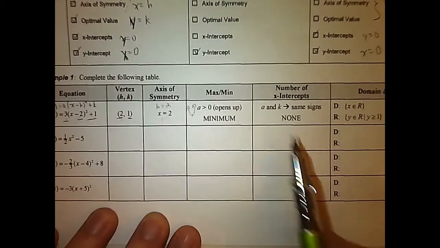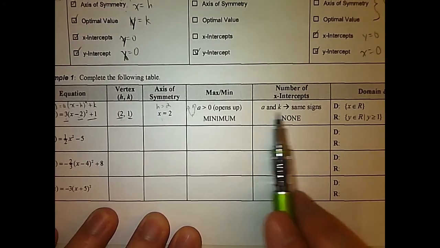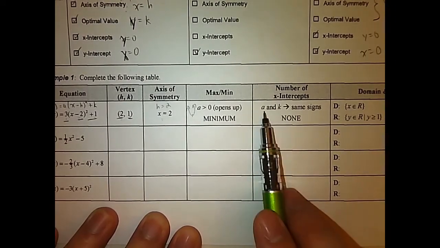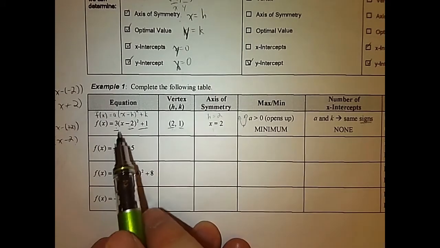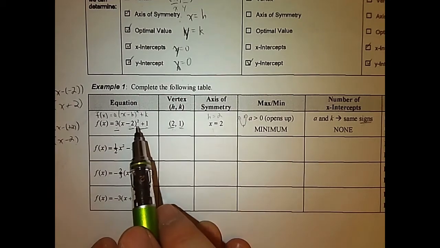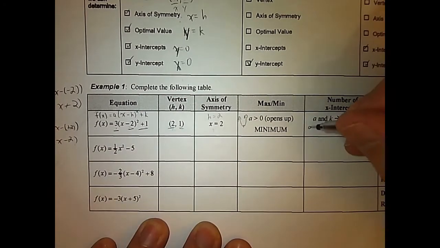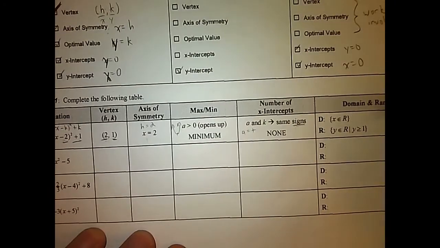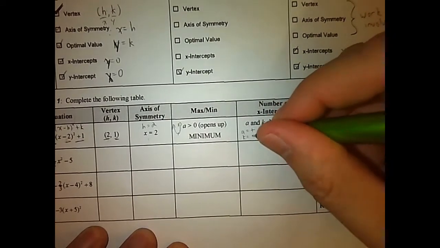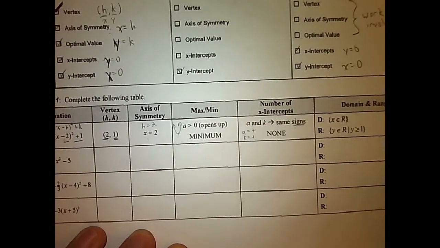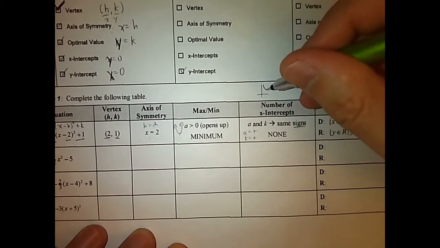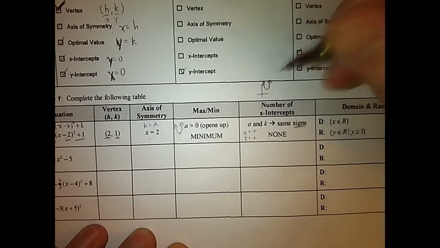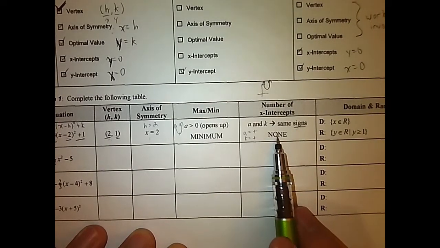For the number of intercepts, we can look at the a and the k values. If a and k are the same signs, notice here that a is positive and k is positive. This is our example where we would have a parabola above the x-axis, so there are no x-intercepts.